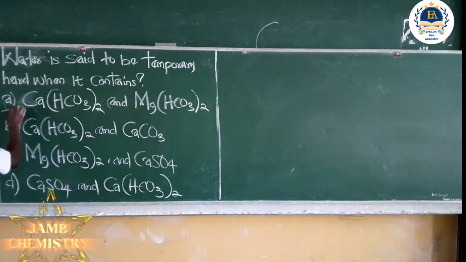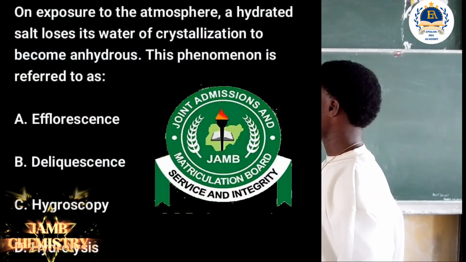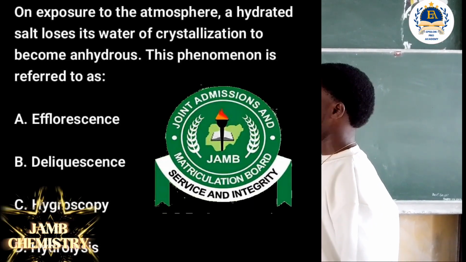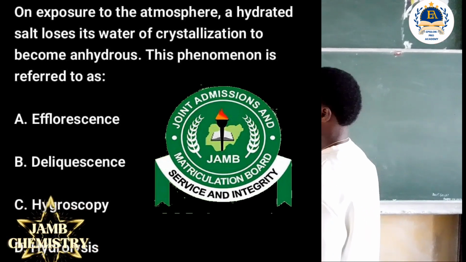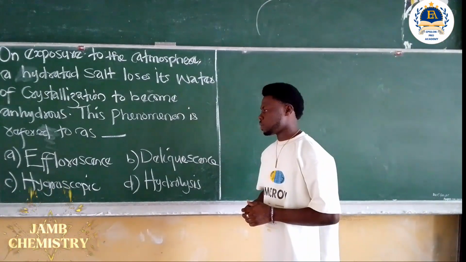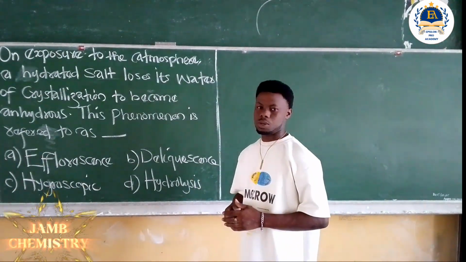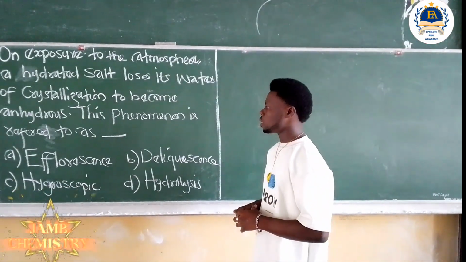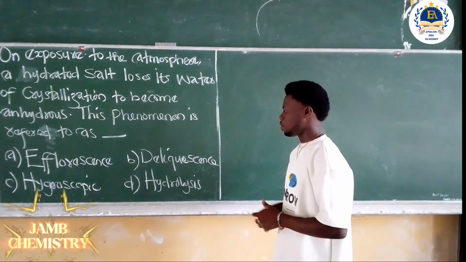On exposure to the atmosphere, a hydrated salt loses its water of crystallization to become anhydrous. The phenomenon is referred to as dash. The options are given below. Let's examine each of the respective options. Efflorescent compounds are those that, when exposed to the atmosphere, lose part or all of their water of crystallization. So the correct option is efflorescence.